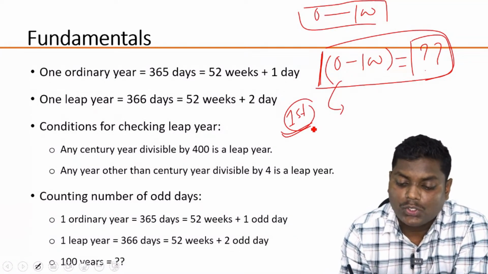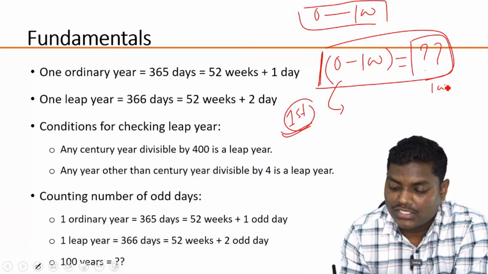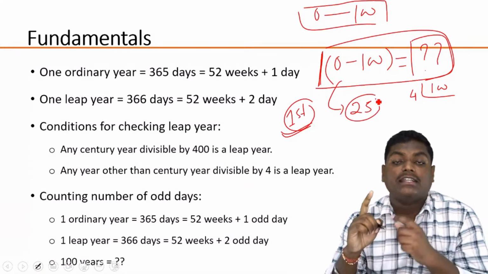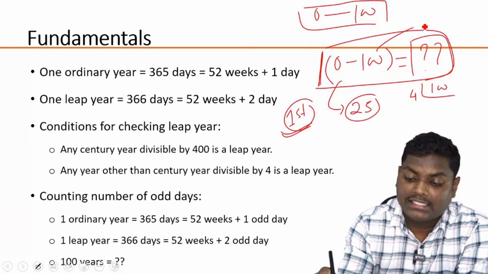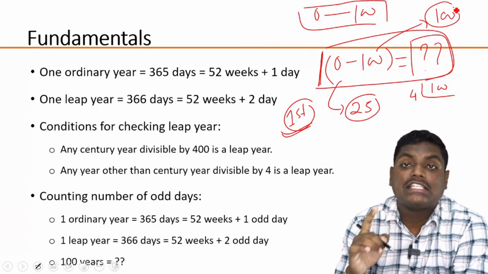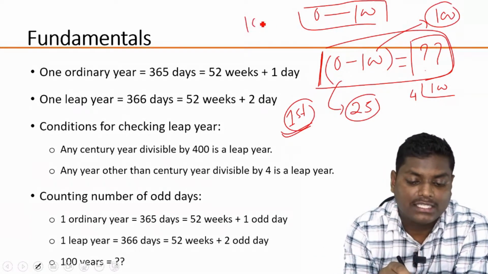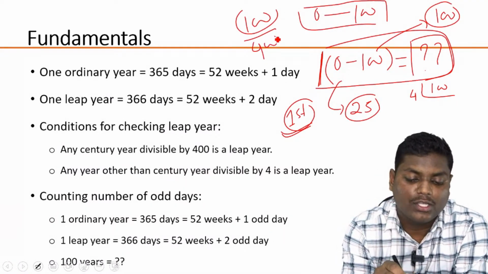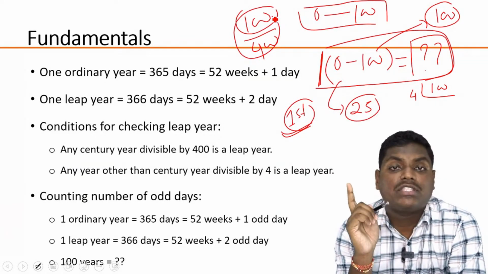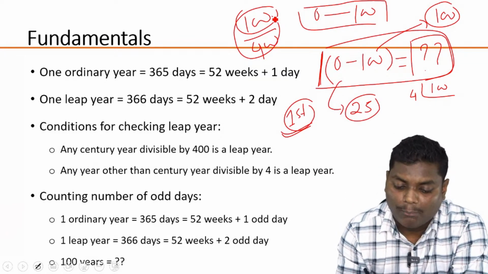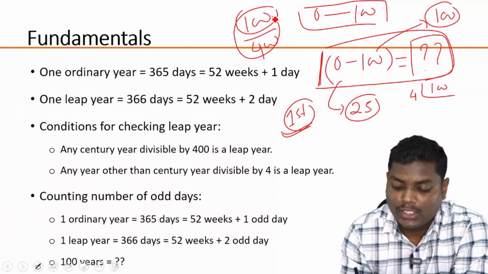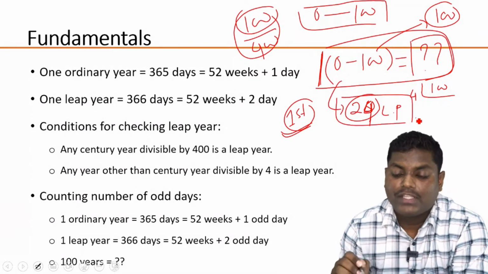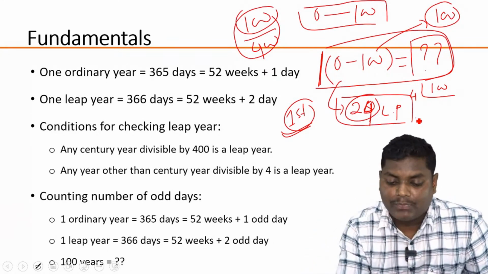Now between 0 to 100, just divide 100 by 4, you will get 25. But the important thing is the 100th year. This 100th year is not a leap year. Why? We have already discussed that for a centurion year to be a leap year, it needs to be divisible by 400. So 100 is not divisible by 400 completely. So between 0 to 100, we have 24 leap years.